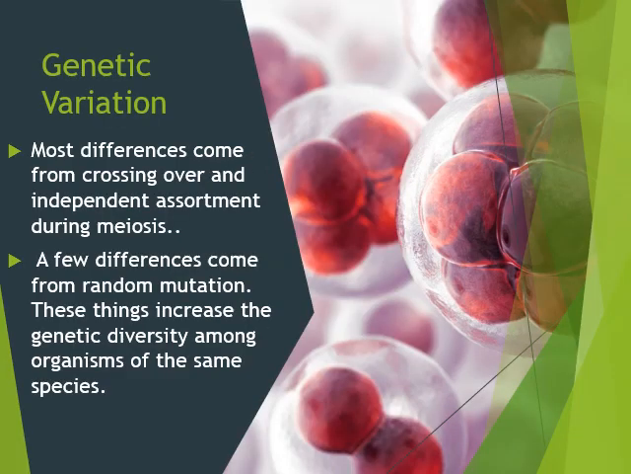Also, we have genetic variation, and most differences come from crossing over. Remember when we talked about meiosis? Told you crossing over is really important. That's when the genes flip-flop spots. And then also independent assortment. We have different versions of the genes ending up in different sperm and egg cells. A few differences come from random mutation, and both of these things increase the genetic diversity among organisms of the same species.